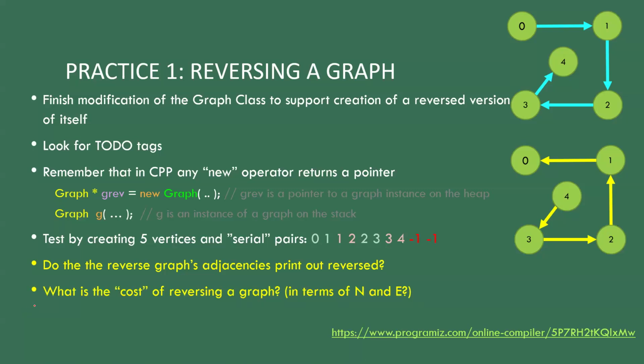And while we're doing this, think about the cost of doing this, right? So N, I probably should use a V. It's more typical to refer to the number of vertices as V and E. So what is the cost, in terms of the total number of vertices in the graph plus the edges, to reverse the graph, right? So let's take a look.